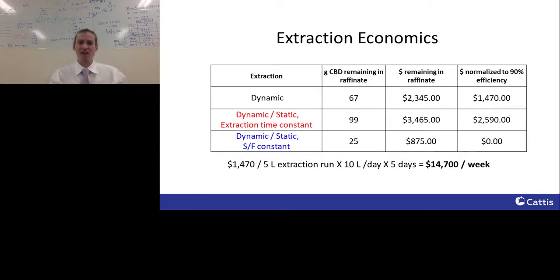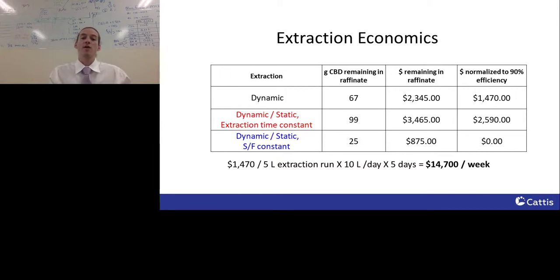And so looking at some extraction economics, we went ahead and calculated how many grams of total potential CBD we are leaving behind in the raffinate. And so in the dynamic run, we left behind around 67 grams of CBD. In the dynamic static run, where we kept the time constant, we left behind 99 grams of CBD. Once again, that was not fully optimized. And then in the trial where we kept the solvent to feed ratio constant, we're leaving behind 25 grams of CBD.